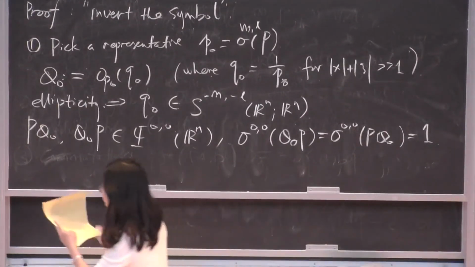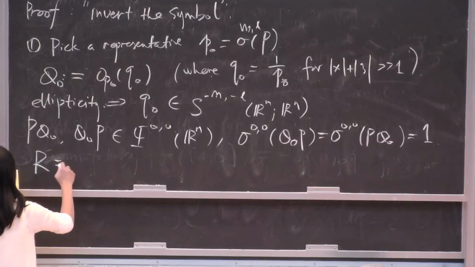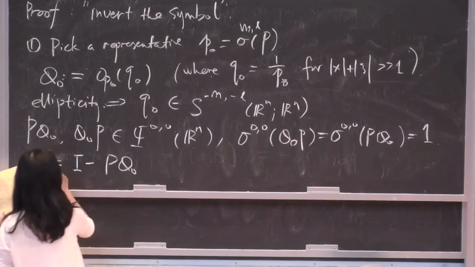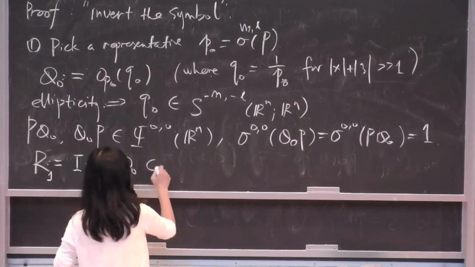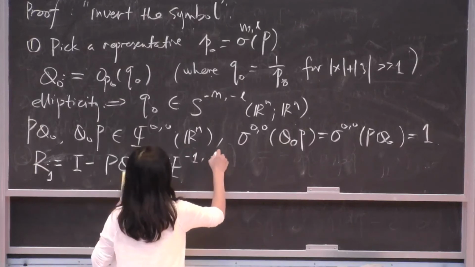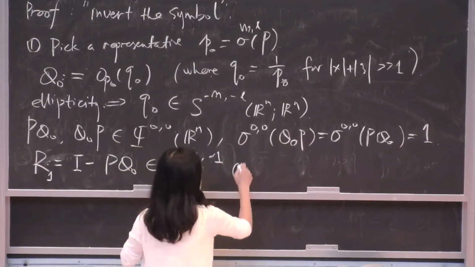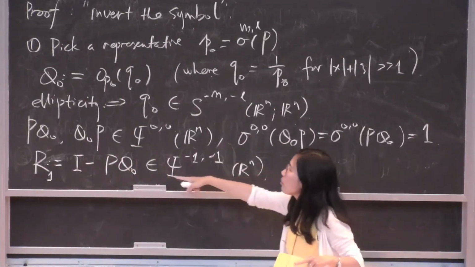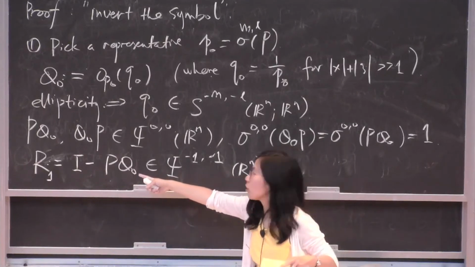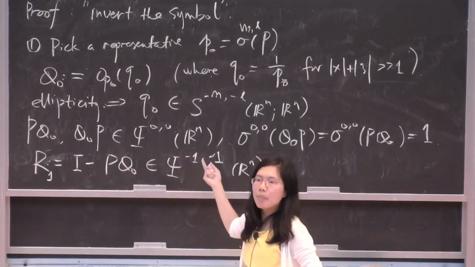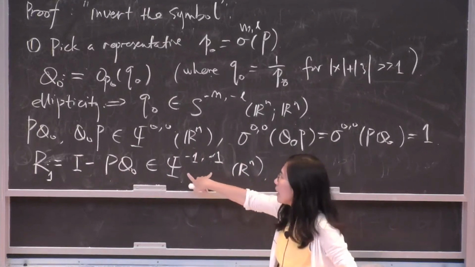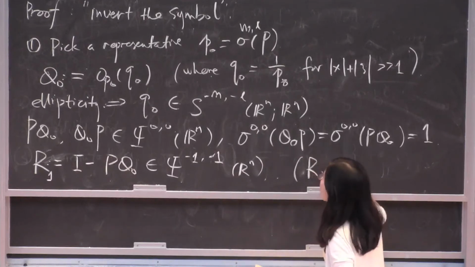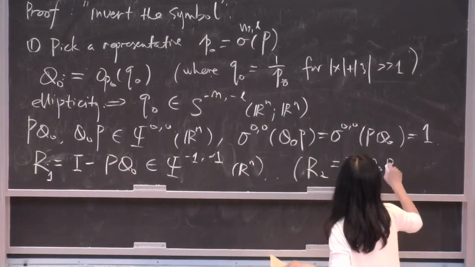And therefore, what we see here is that this remainder, which I defined as identity minus PQ0, let's call it R1, is in psi minus 1, minus 1, R^n. So if the principal symbol of PQ0 is given by 1, then that means that the order 0 part of the remainder is equal to 0. By my principal symbol definition, that means that it must be in the next order. And similarly, I can define R2 equals I minus Q0P, and that's similar.